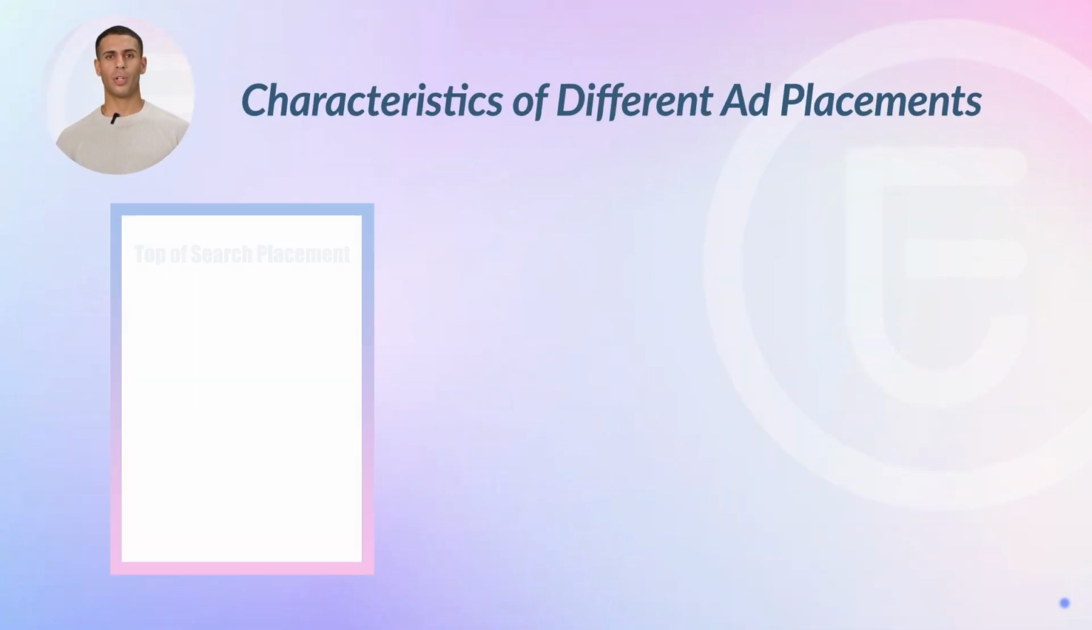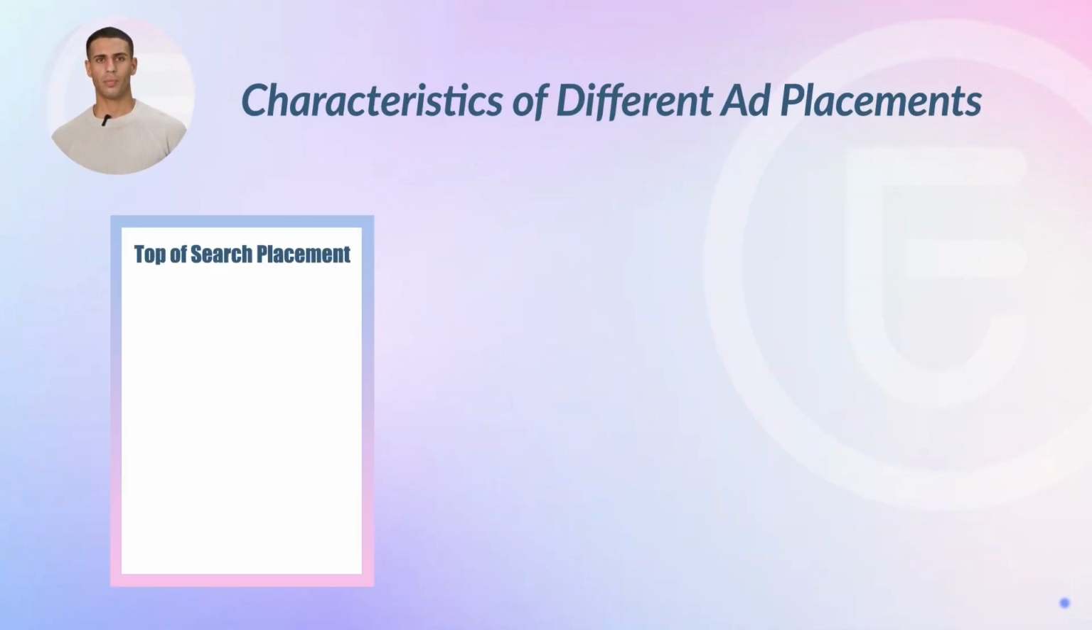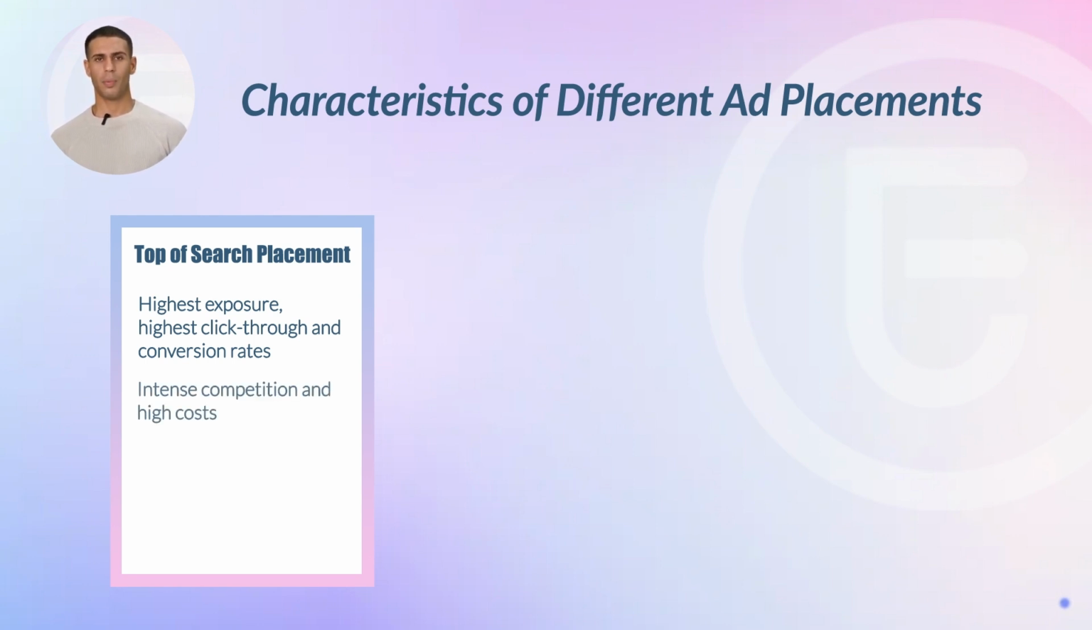Start with the top of search placement. It typically offers the highest exposure and the highest click-through and conversion rates. However, this prime position also comes with intense competition and high costs. Simply put, it's a premium spot for brands who want maximum visibility and can afford higher bids.